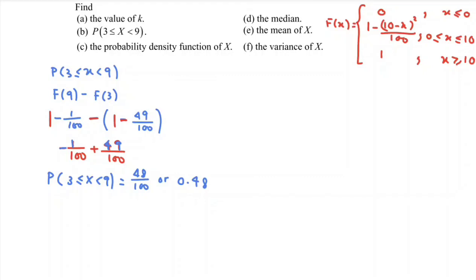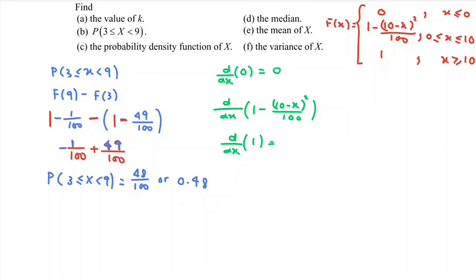Next is to find the probability density function. Kindly refer to the situation. Number 1, we have to differentiate the 0 with respect to x. Continue, differentiate the function 1 minus (10 minus x) squared over 100. Finally, differentiate the 1 with respect to x. In here we have 0. Same goes to this part, 0. Next, differentiating the 1, we will have 0.